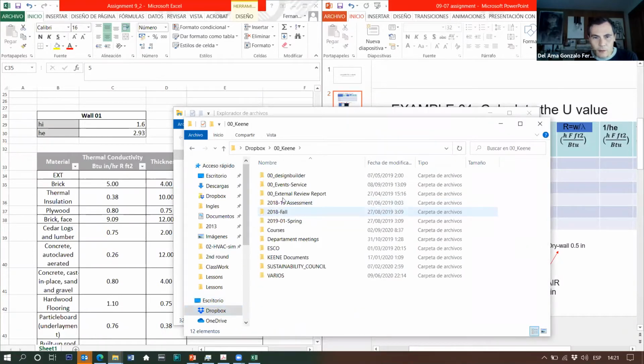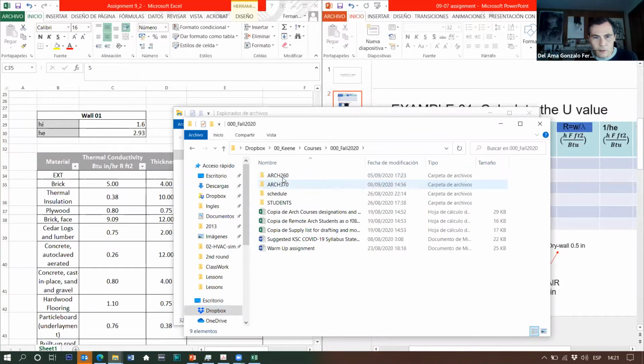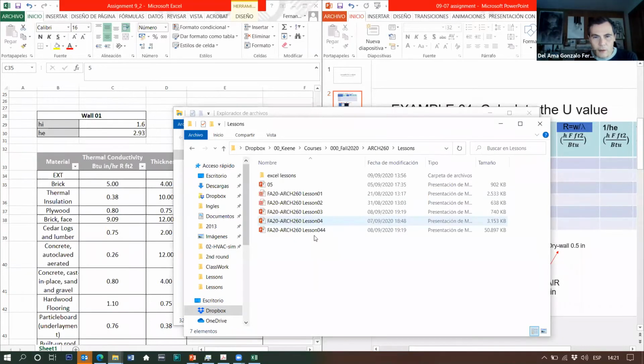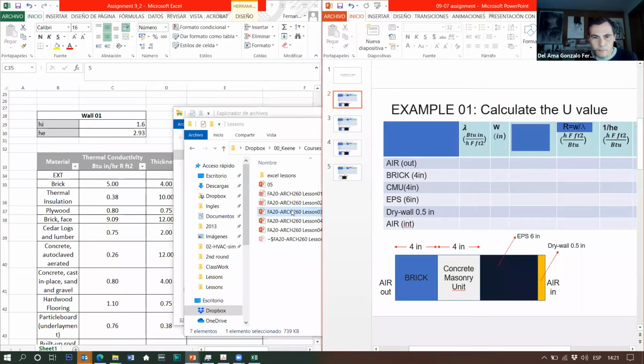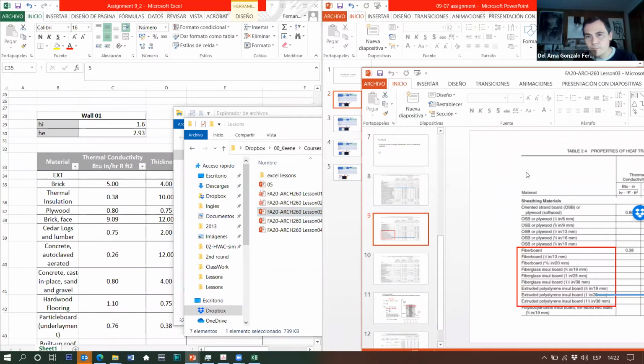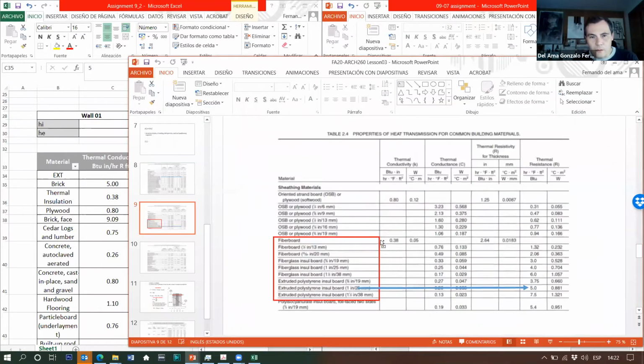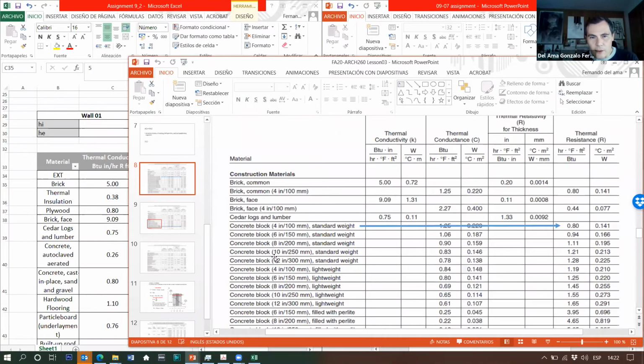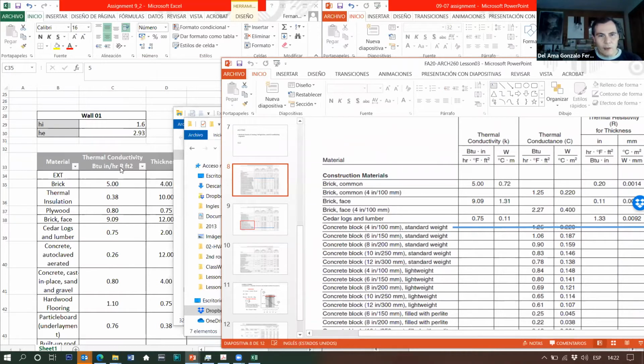which is in courses, lesson 3. Yeah, there you go. Okay, so this is lesson 3, and this is the thermal conductivity. So we know that thermal conductivity is 5 BTU, inches, hours, Fahrenheit, feet square. Do we have units here? Yes, it's BTU, inches, hour, F. These are Fahrenheit degrees, feet square.